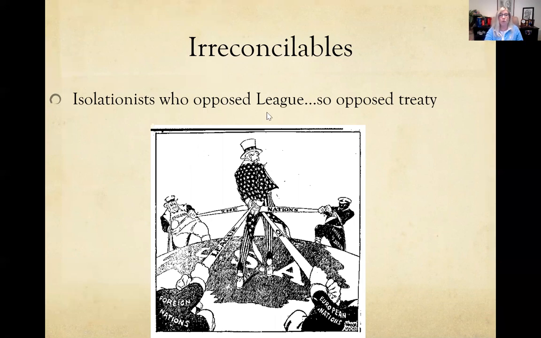So that's what these irreconcilables are. If something is irreconcilable, you can't resolve it. These people are opposed to the treaty. If the League of Nations is in this treaty in any way, shape, or form, they will not accept it. So notice what they're saying. The League of Nations would bind the United States to all of these other foreign interests.